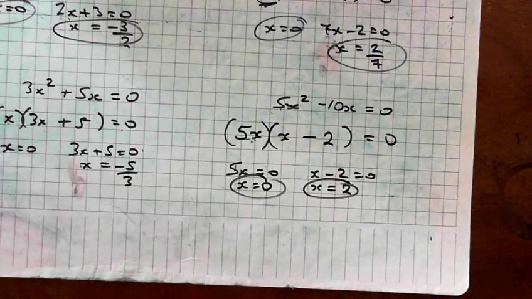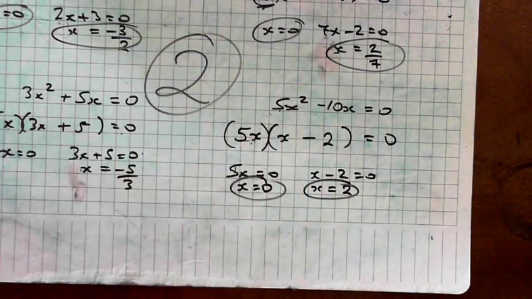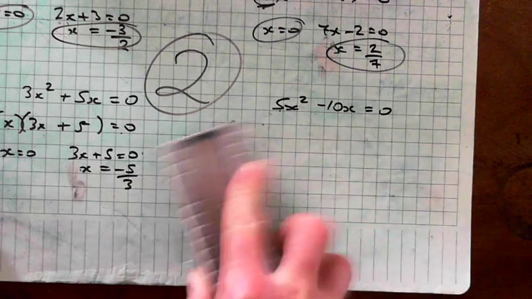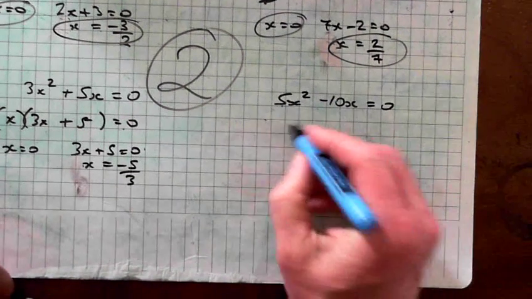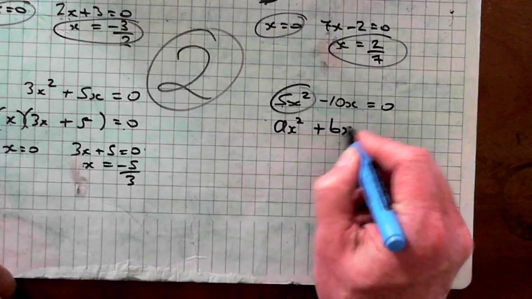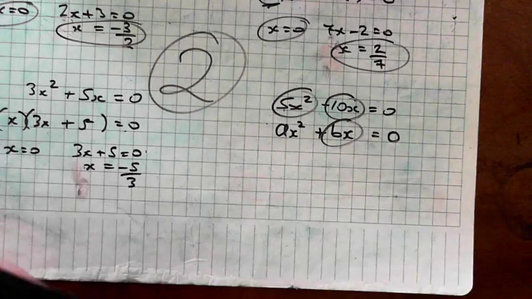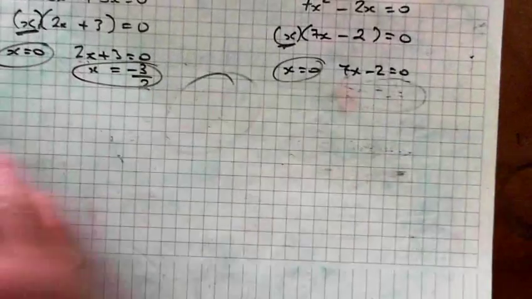Okay, so that was type 2. What do type 2 have? Type 2 have an x squared. They have an x. And they have an equals and a 0. Okay? It's type 2. And then type 3.